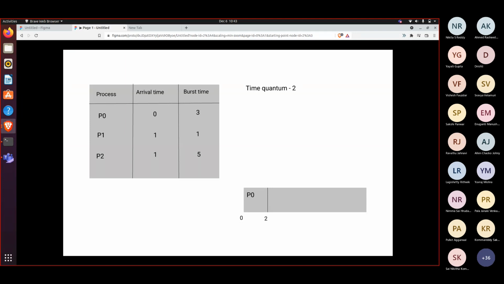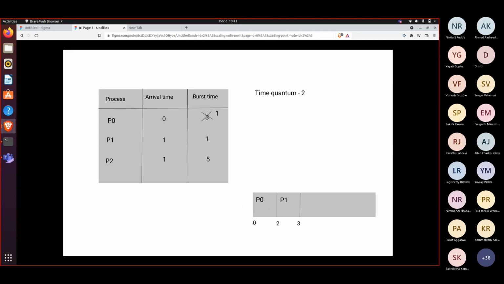Now P1 is going to take 1 unit of time. One more point is that we need to keep updating the burst time, because P0 has already taken 2 units of time, so I've updated its burst time as 1. Even though the time quantum is 2, P1 only needs 1 unit of time. So P1 finishes with 1 unit of time, and it goes till 3.